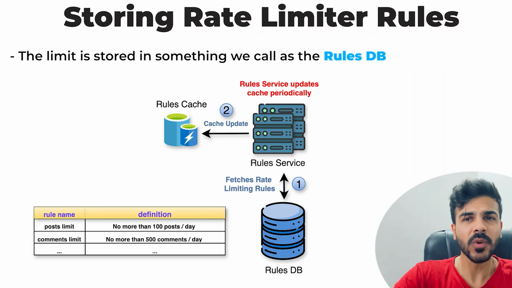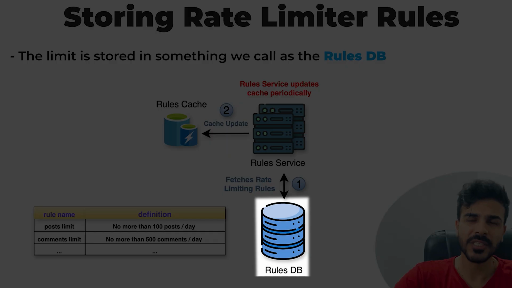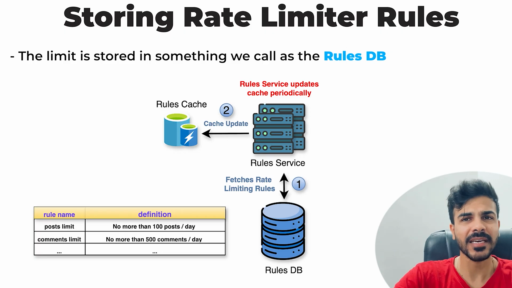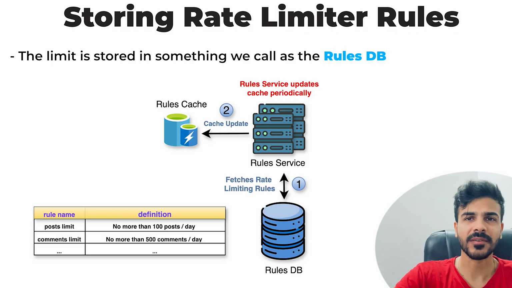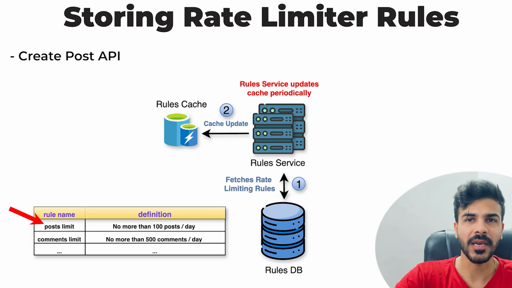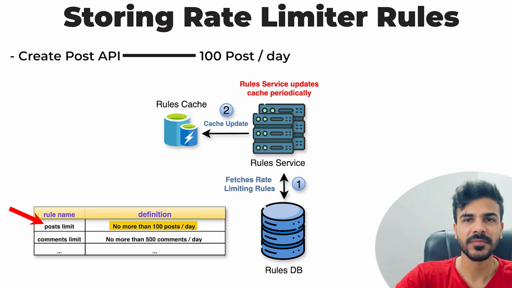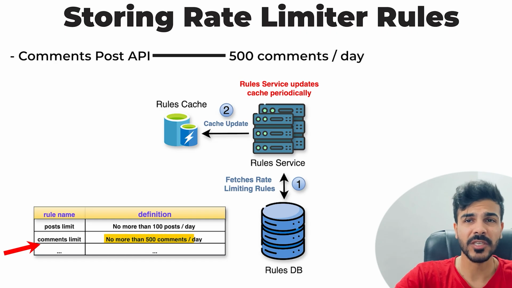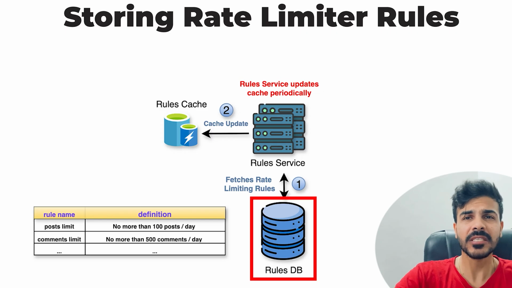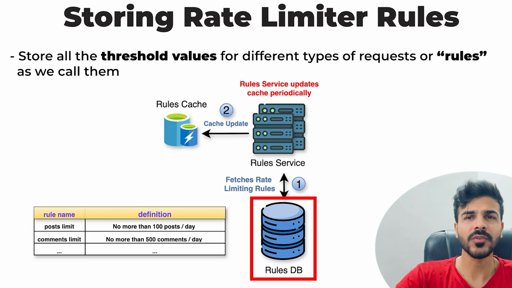The limit is stored in something we call the rules DB. You can see in the diagram that we have stored the limits for different types of requests here. Like if it's a create post API, then we have the limit as 100 posts per day for every user. Or perhaps if it's a comments API, the limit is 500 comments per day for every user. Similarly, our rules DB is going to store all the threshold values for different types of requests, or quote unquote rules as we call them.